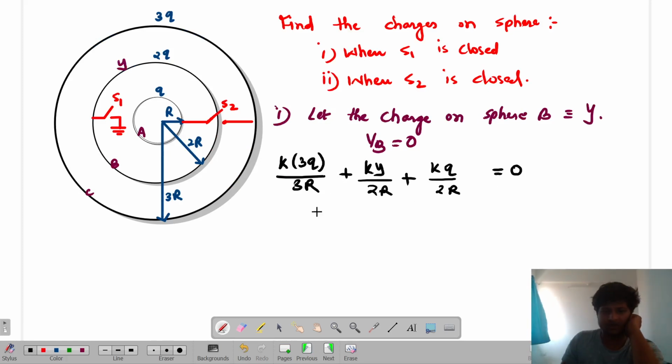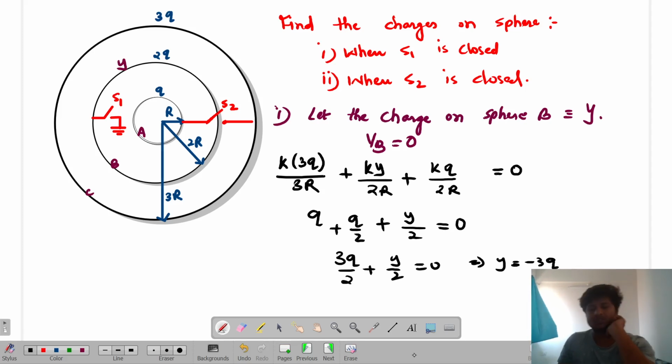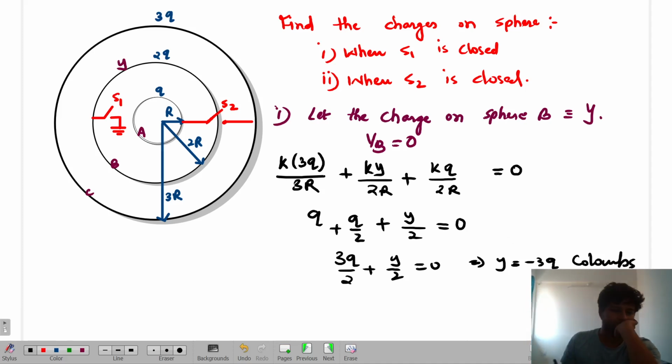So can I just solve it? I can write Q by R plus Q by 2R. Why write R also? Let us just write in terms of Q only. So Q plus Q by 2 plus Y by 2 is equal to zero. So this is 3Q by 2 plus Y by 2 is equal to zero, which means Y is equal to minus 3Q coulombs. Is that clear or not? Do the second question.